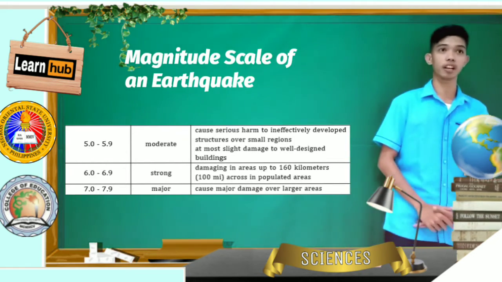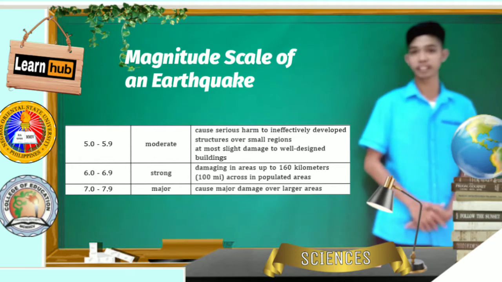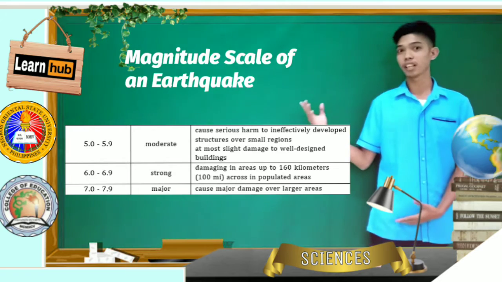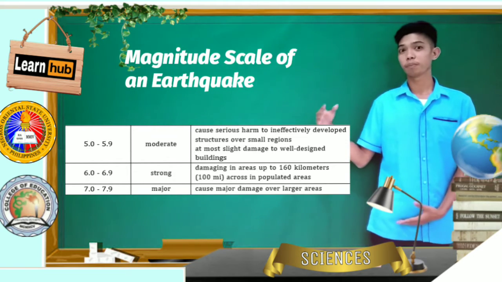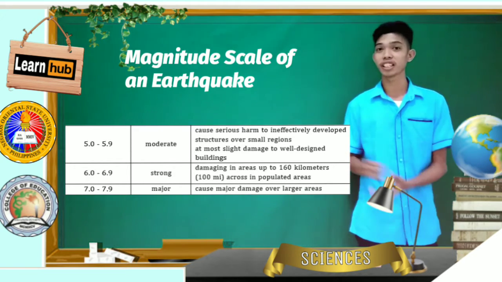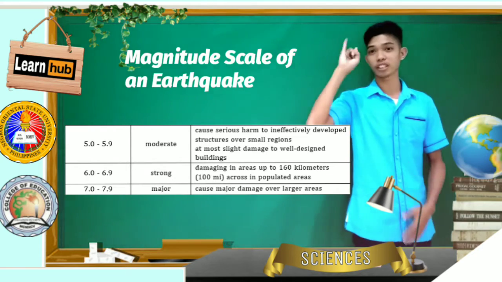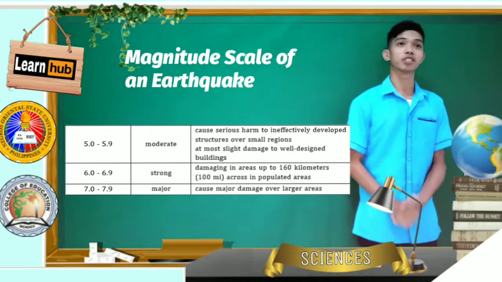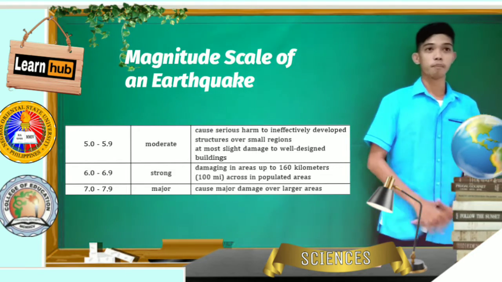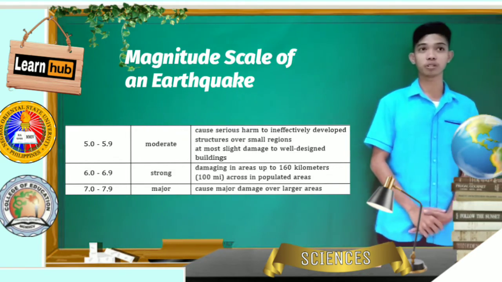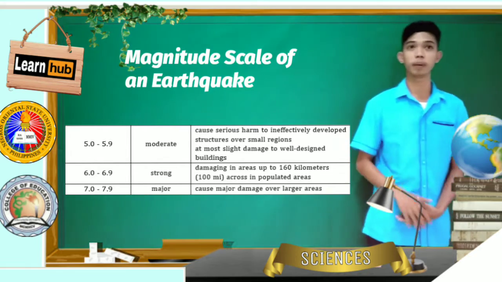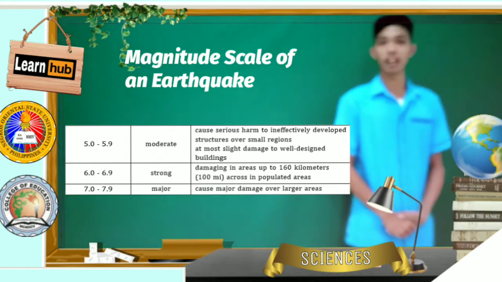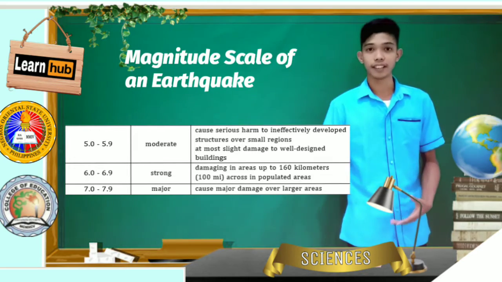Magnitude 6.0 to 6.9 is very dangerous. We must always be alert and we must know the basic safety precautions such as, yes, it's correct, drop, cover, and hold. So thank you. Magnitude 7.0 to 7.9 is considered to be major. It could cause major damage over a larger area.